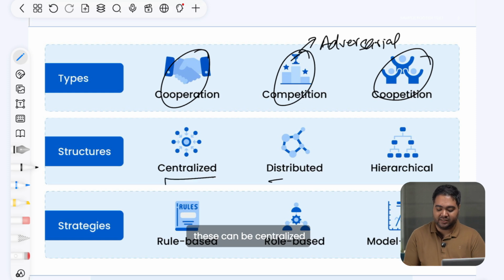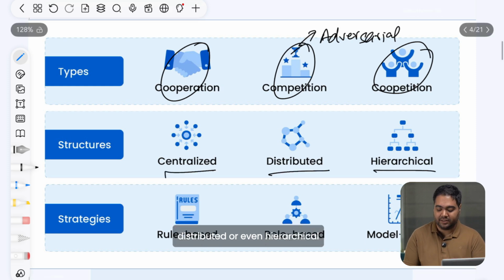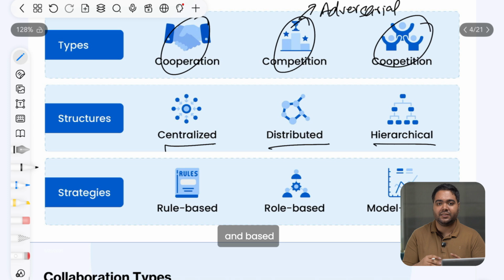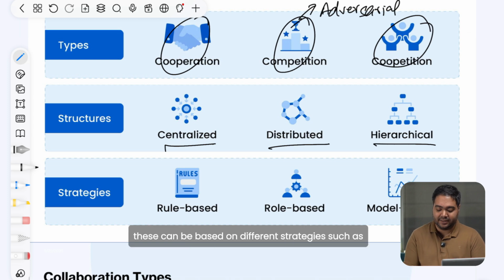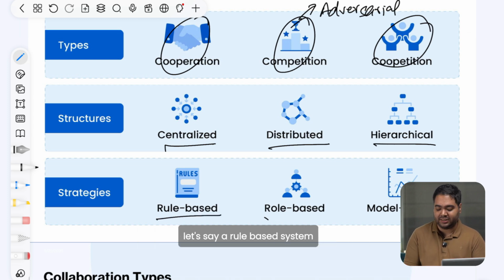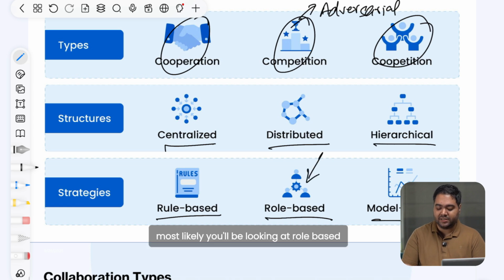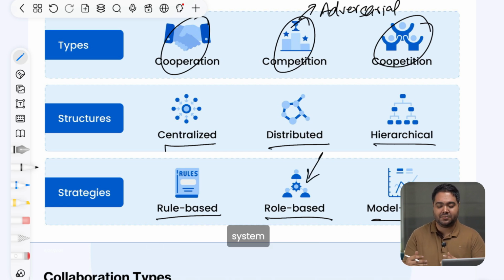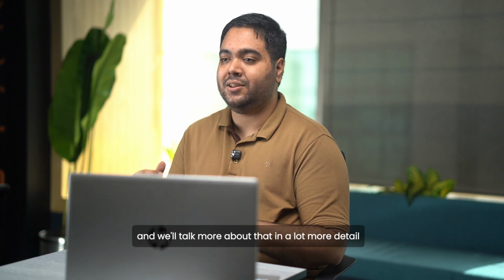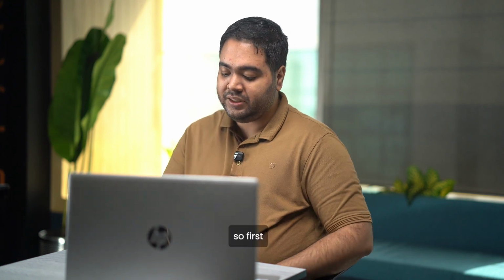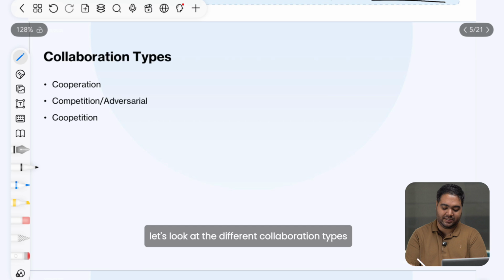These can be centralized, distributed, or even hierarchical. And these can be based on different strategies, such as a rule-based system, a role-based system, or even a model-based system. Most likely you'll be looking at a role-based system, and we'll talk more about that in a lot more detail. So first, let's look at the different collaboration types.